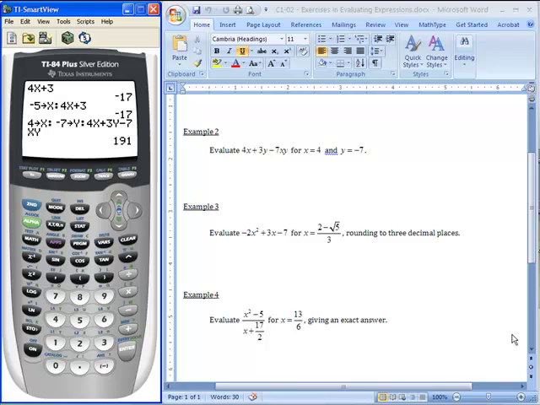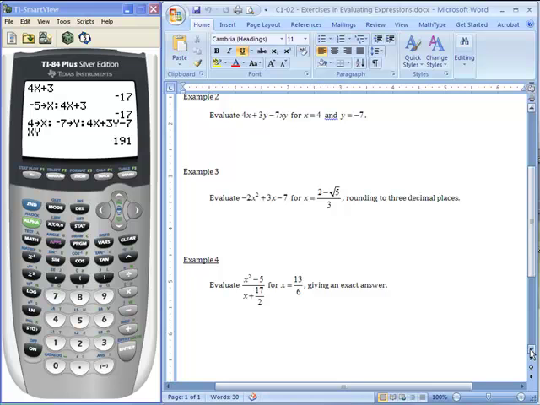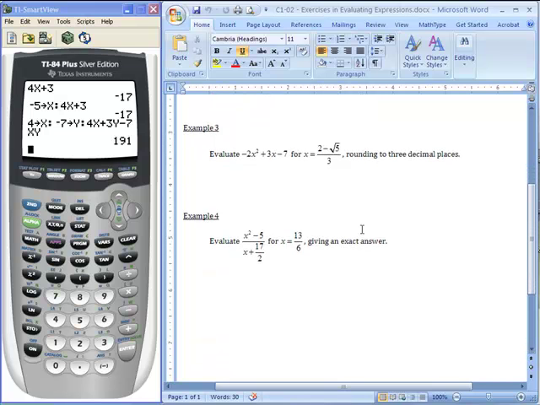In example 3, we have a little bit more complex expression to deal with. Here we have a quadratic expression, negative 2x squared plus 3x minus 7. And the value we want to put into there for x is 2 minus the square root of 5, divided by 3. Now, this can be a difficult value to put in multiple places for x within an expression. So this is where this method of storing a value into a variable first, and then just simply typing the expression as we see it here, can really help us eliminate errors and make things a little bit easier for us. I'm going to do this in 2 steps.